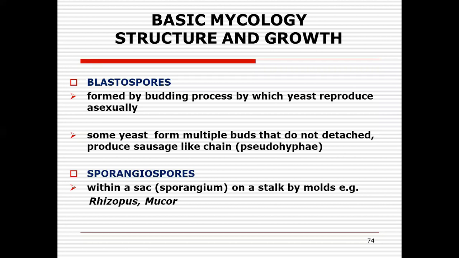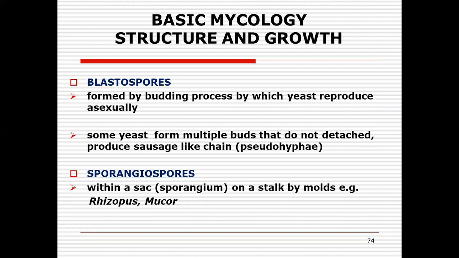Now the pseudohyphae are not true hyphae. They look like hyphae because the yeast cells of Candida albicans elongate and give the appearance of hyphae, but they are not the true hyphae of the other organisms. So this chain-like, sausage-like appearance that results from the elongation of the yeast cells of Candida albicans is known as pseudohyphae. So Candida albicans forms yeast cells, and Candida albicans forms pseudohyphae. They are not true hyphae, they are pseudohyphae.